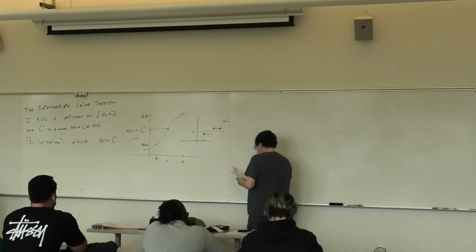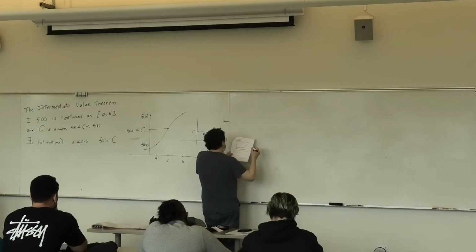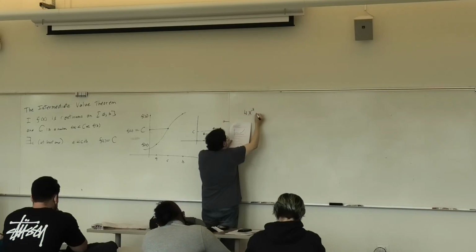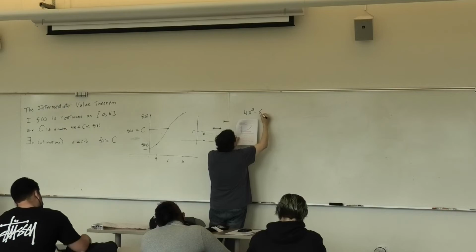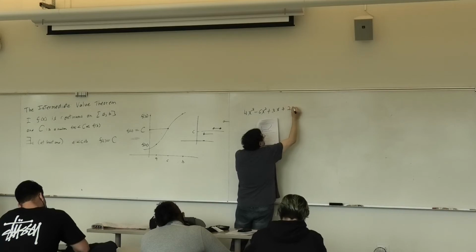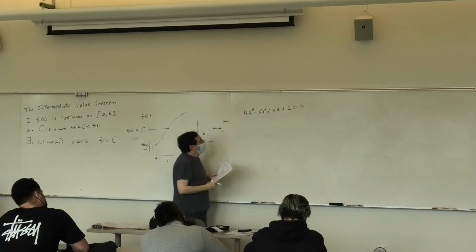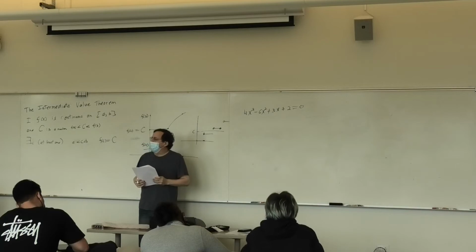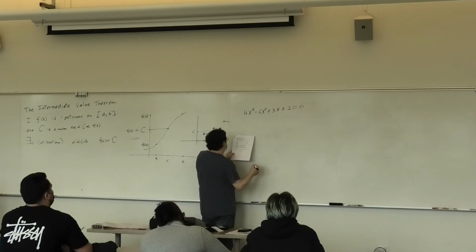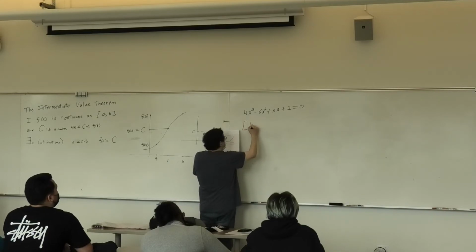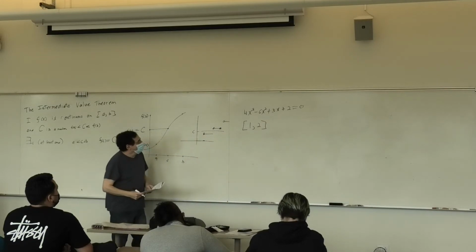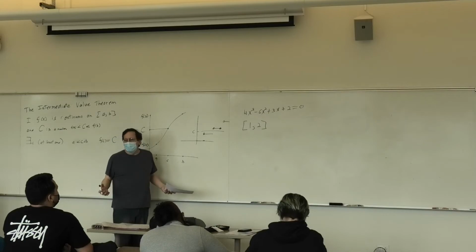Problem. Show that 4x cubed minus 6x squared plus 3x plus 2 equals 0. We're not going to solve this, by the way. What we're going to just show is that there's a solution on the interval from 1 to 2. That's what we want to show here.